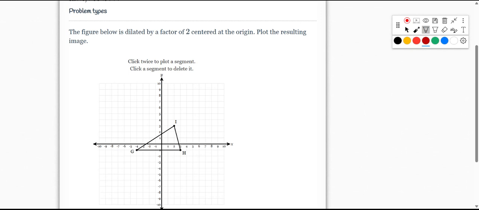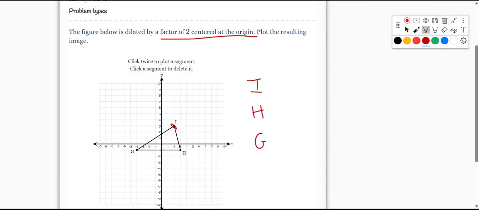In this problem, we're asked to dilate a figure by a factor of 2 centered at the origin. So how do you dilate a figure? Well, step 1, we need to write the coordinates of the pre-image. So in my pre-image, I see I, H, and G.